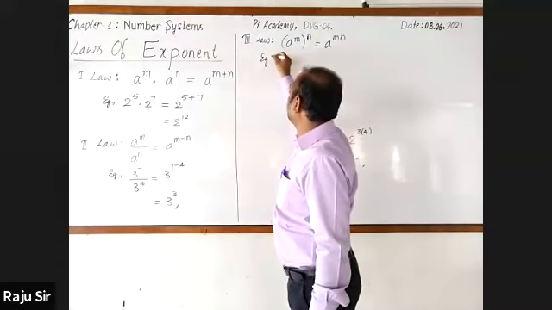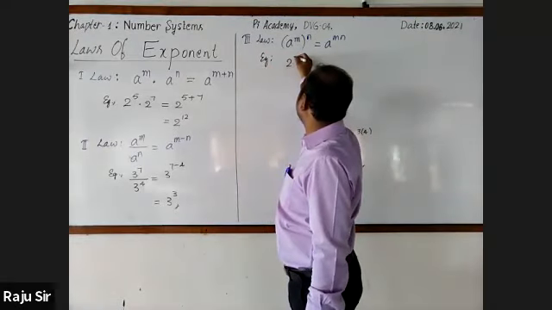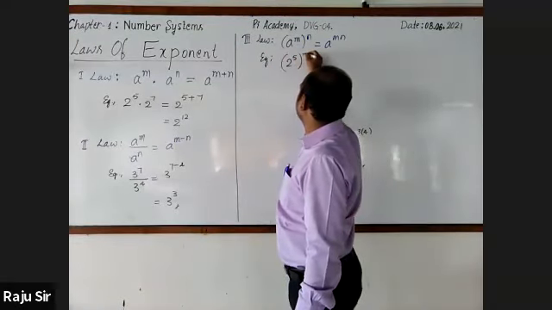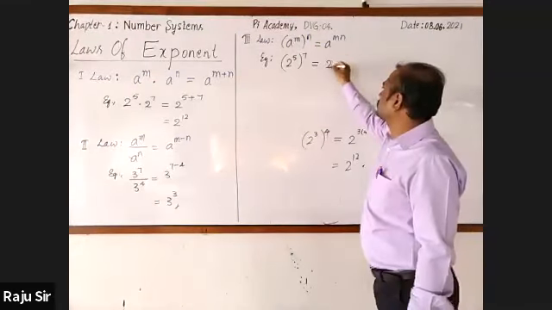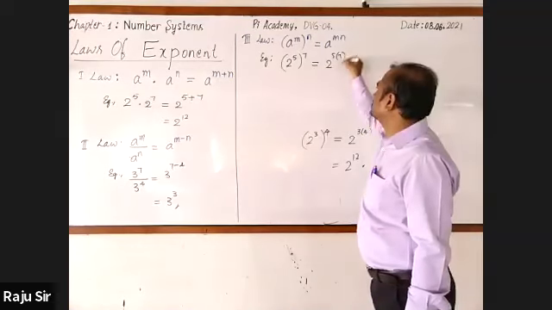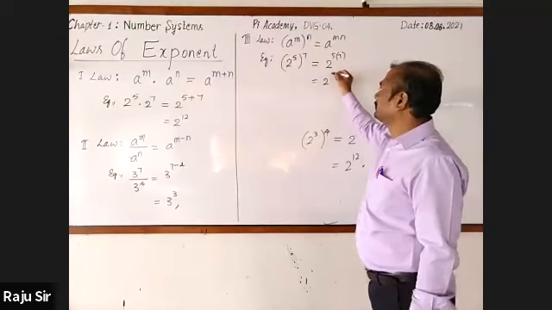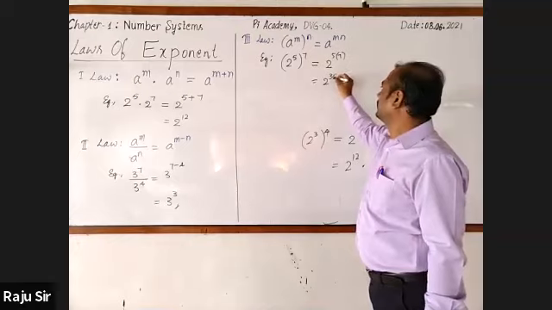Example, I'll take another one. It is 2 raised to the power 5, whole raised to the power 7. This can be written as 2 raised to the power 5 into 7. It is 2 raised to the power, 5 sevens are 35.